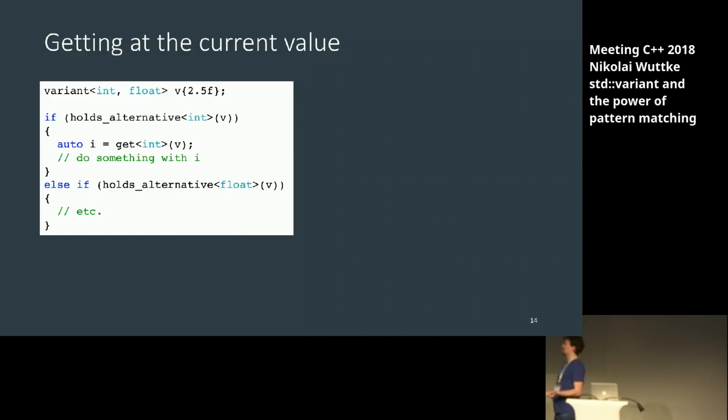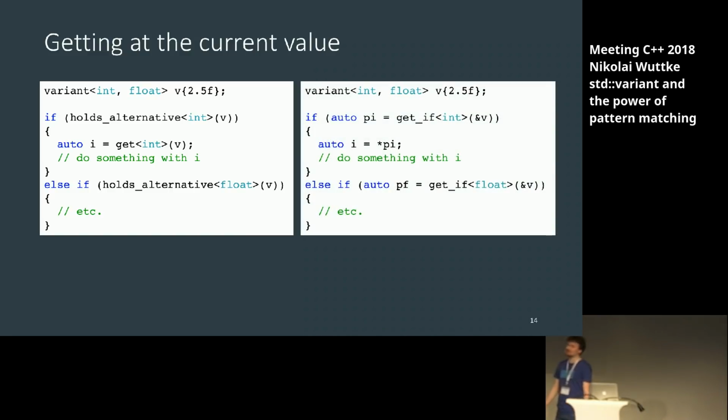And then there's a different API, which is get_if, which is pretty much exactly the same, but syntactically a bit different. It doesn't throw, but instead you call get_if, and it returns a pointer to the object in the variant if the type matches, otherwise it returns a null pointer. So yeah, exactly the same thing, basically.